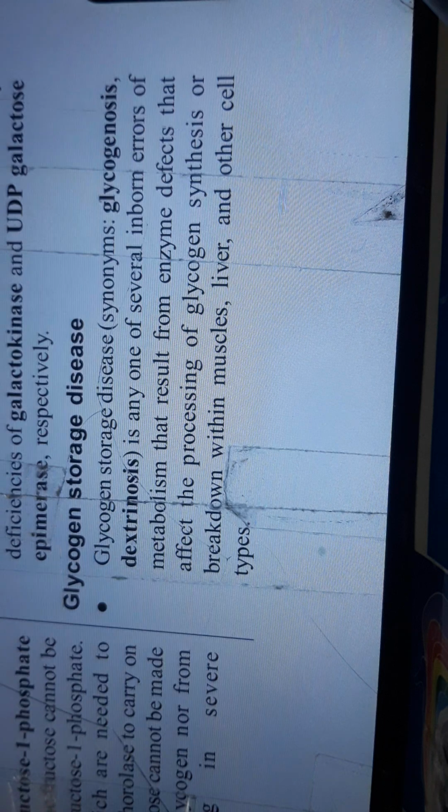Glycogen storage disease. Synonyms: glycogenosis, dextrinosis. It is one of several inborn errors of metabolism that result from enzyme defects that affect the processing of glycogen synthesis or breakdown within muscles, liver, and other cell types.